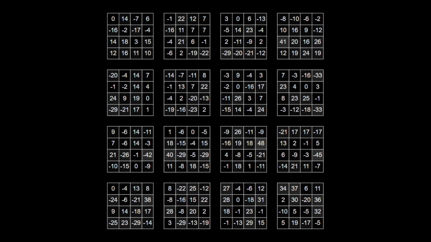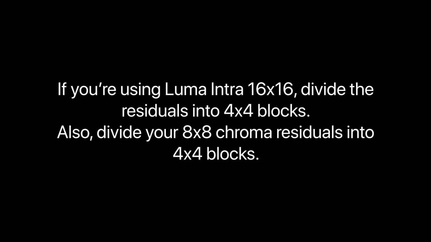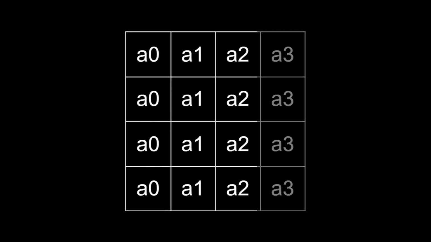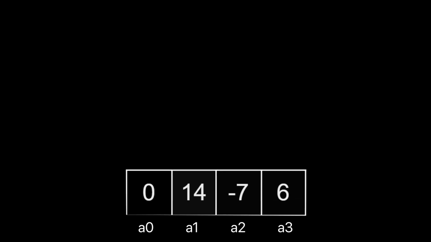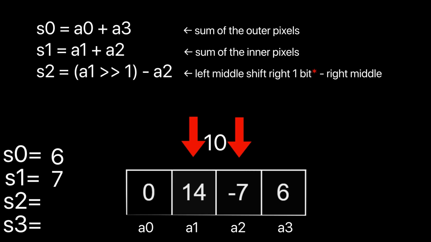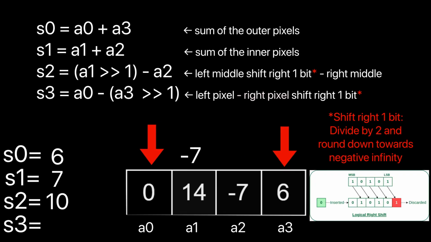Let's first transform our Luma residuals. Make sure you have 16 residuals, each one being 4x4 pixels. In our case, we do, but otherwise, you'll have to subdivide your 8x8 or 16x16 residual blocks. Let's start by transforming the 4 rows. Start by representing each row like so: A0, A1, A2, and A3. For each of the rows, find the sum of the outer pixels, the sum of the inner pixels, the difference between inner pixels, shifted right 1 bit, and the difference between outer pixels, shifted right 1 bit.